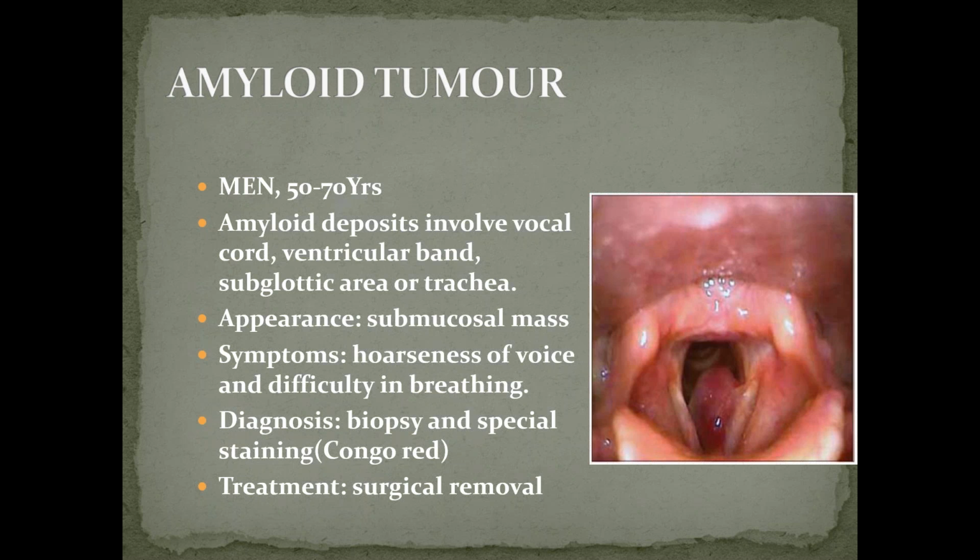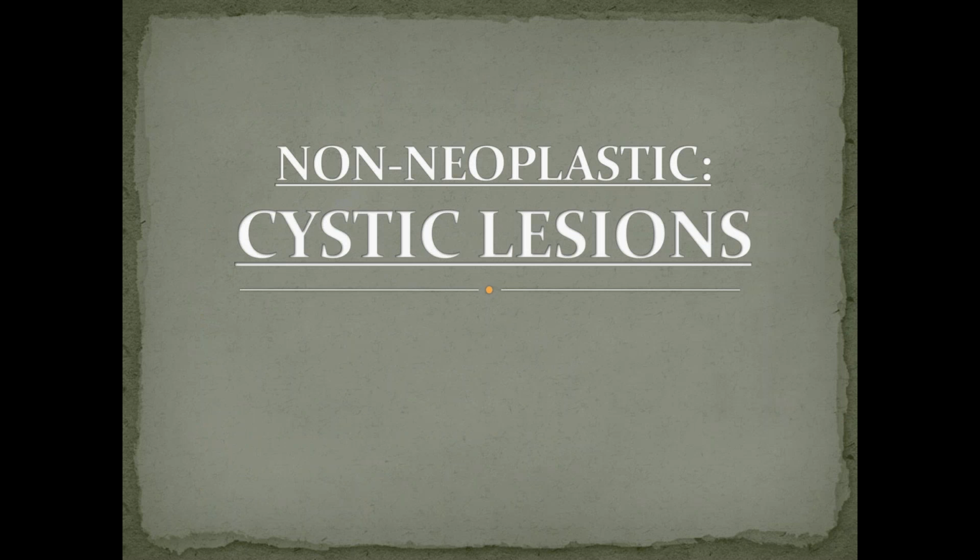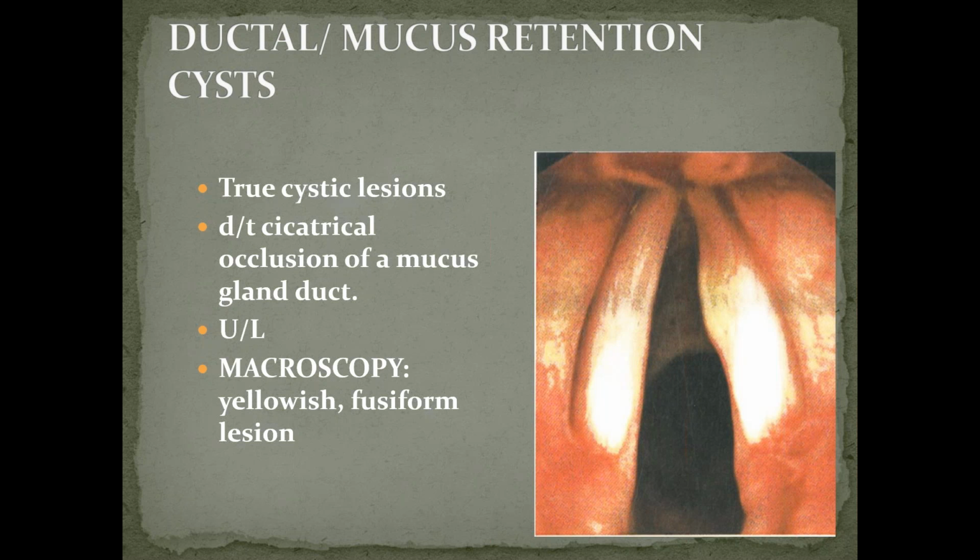The other rare tumor is the amyloid tumor. Usually you will see it in old age males around 50 to 70 years. There is deposition of amyloid material in the vocal cord region, the ventricular gland, that is the false vocal cords, or in the subglottic area. On endoscopic examination, there is a submucosal mass. The symptom is hoarseness of voice or difficulty in breathing. Diagnosis is by biopsy and special staining of this mass using Congo red. Treatment is surgical removal.